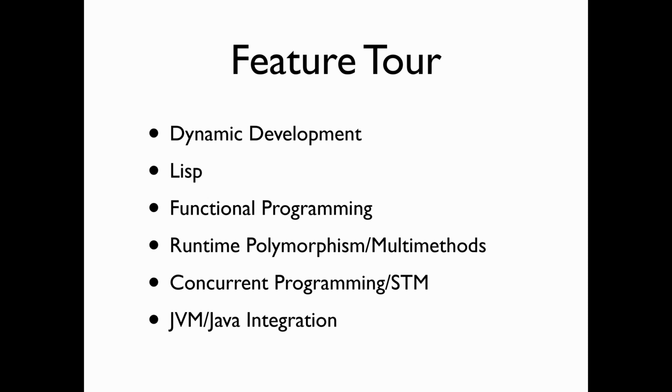And so now we can talk a little bit about what I actually did. It's basically the same points. I'll show you dynamic development, how Clojure is a Lisp, how it supports functional programming, the multi-method system, the software transactional memory system, and the Java integration. Does anybody have questions at this point?